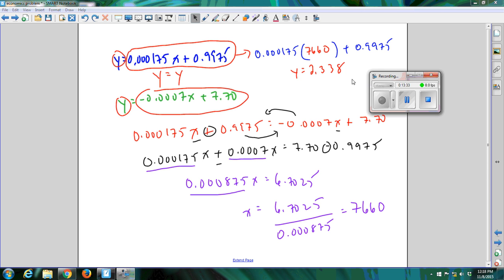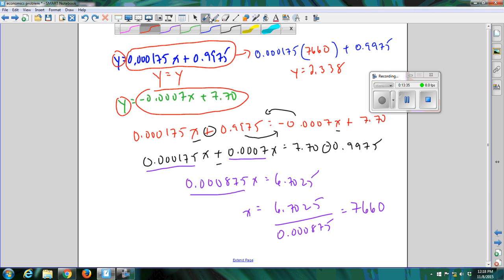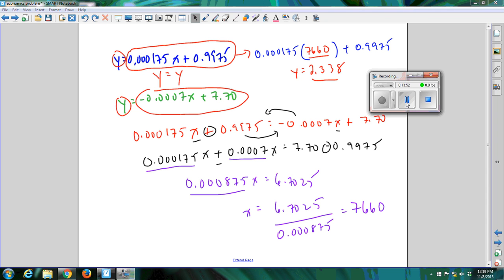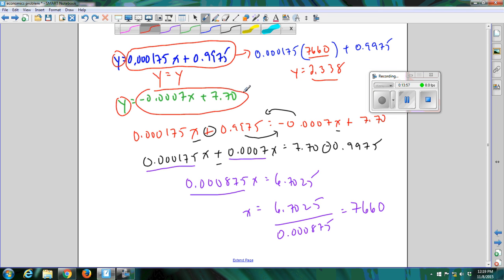So that means that when the number of bushels is 7660, which is at equilibrium, the price will be $2.338. And what's nice about these problems is you can always check if you're right by taking that x and plugging it into the green equation as well. And if you get the same answer for y, it's pretty certain you can take it to the bank that your answer's right. And I've already done that, and I can tell you that it does.